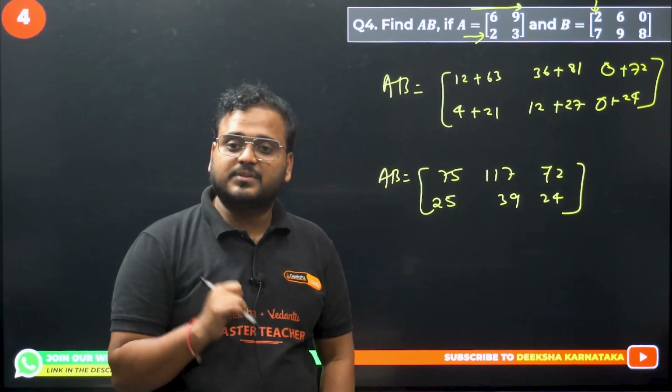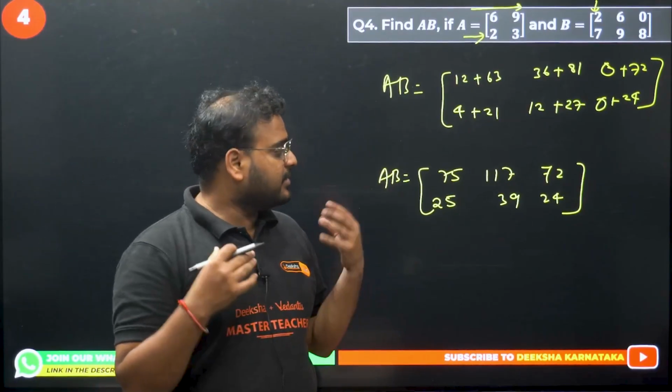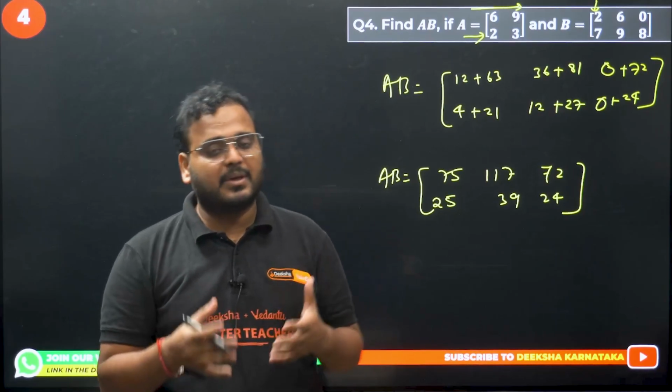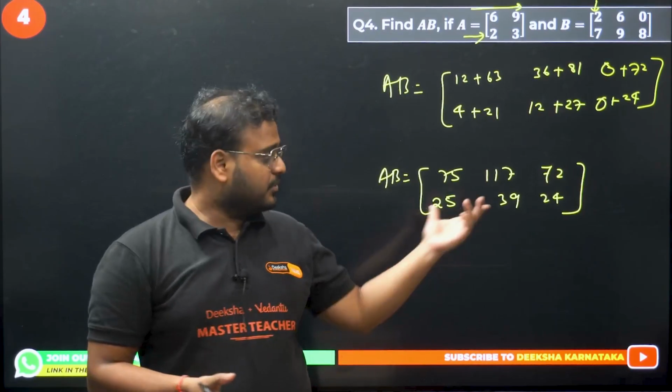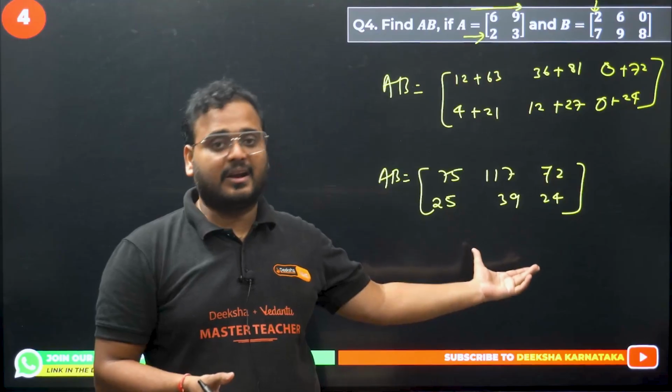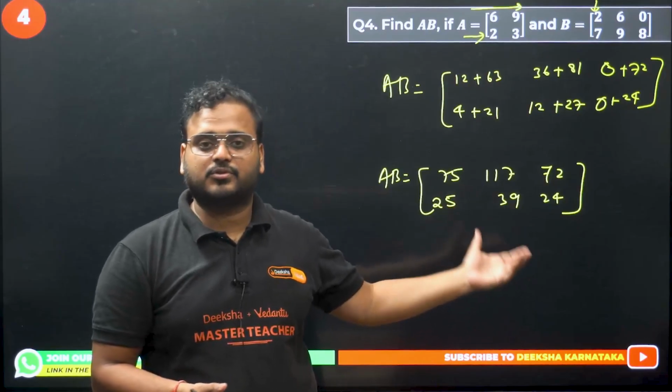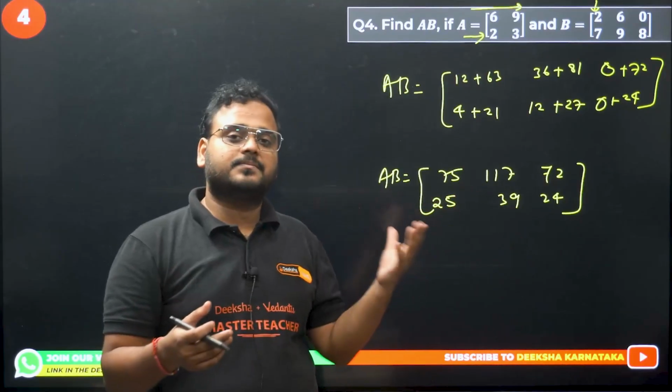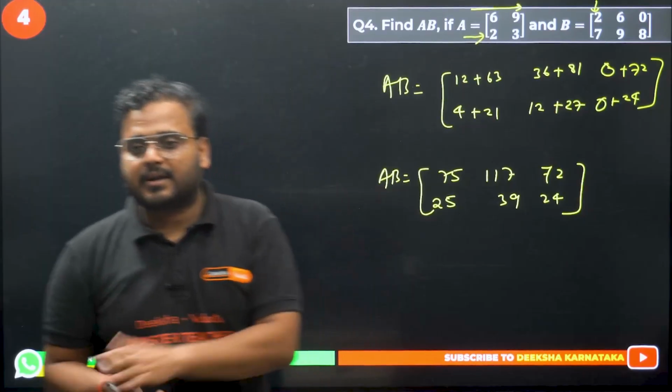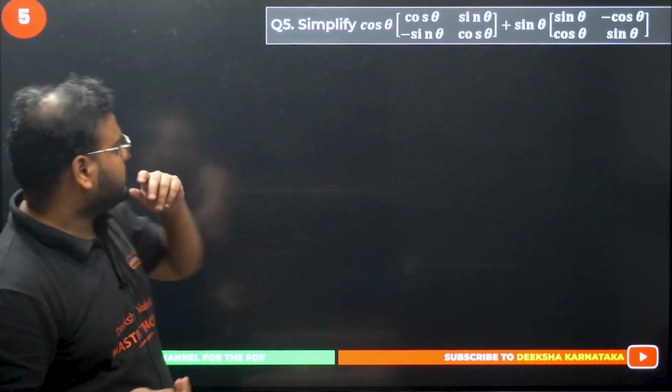Try to solve this with patience. Be a little patient in solving this question, otherwise you'll end up making silly mistakes. This question usually comes in the 5 marker category. 3 marker, 5 marker, they ask this question. If you actually take your time to do this, you'll get those 5 marks correct. Okay. Question number 5 now.